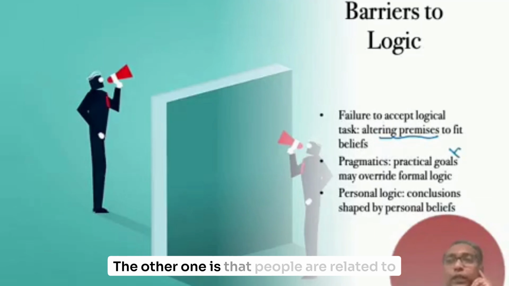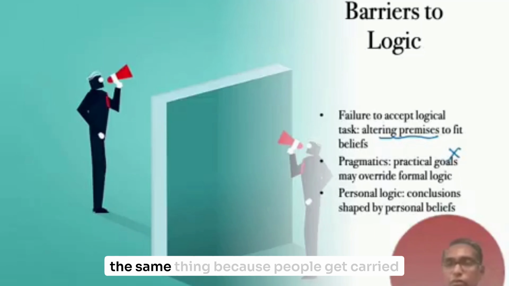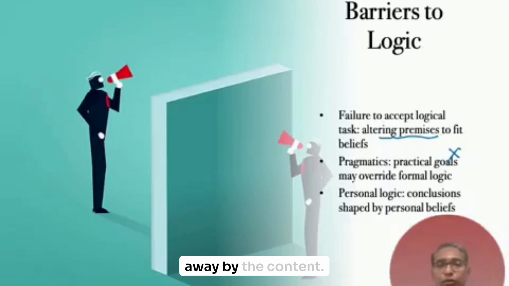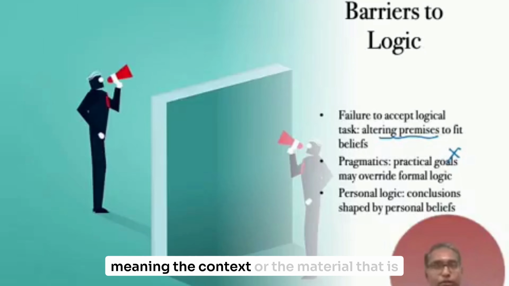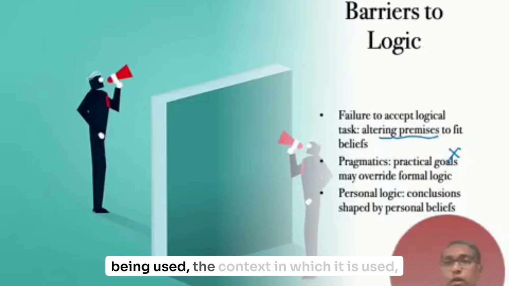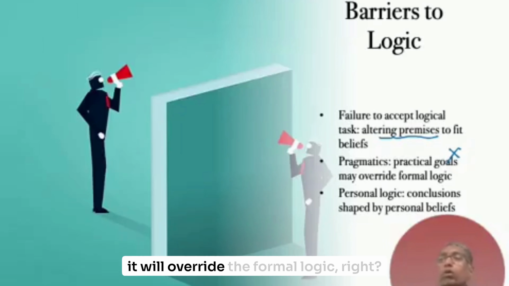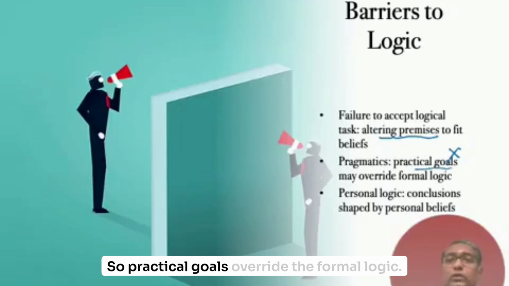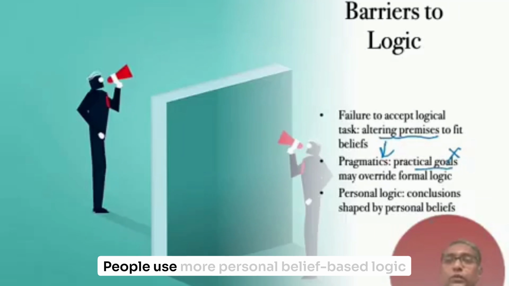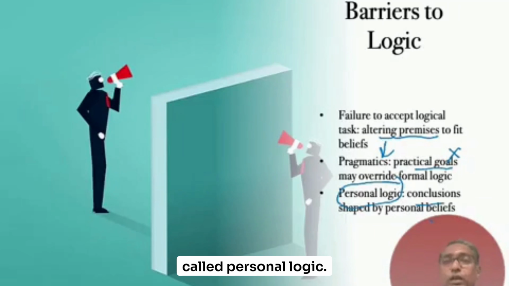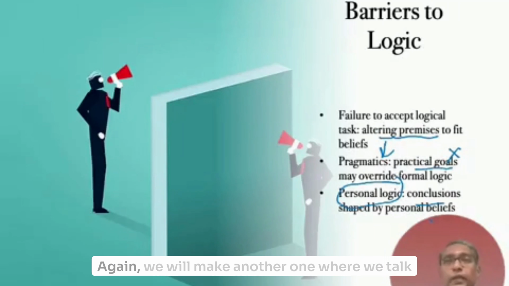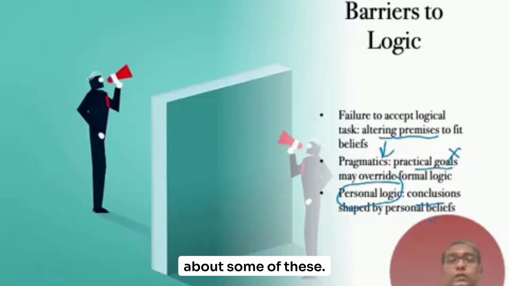The other one is that people get carried away by the content, meaning the context or the material that is being used, which will override the formal logic. So practical goals override the formal logic. It's related to pragmatics. People use more personal belief-based logic, called personal logic. So those are some barriers. Again, we will make another video where we talk about some of these things.